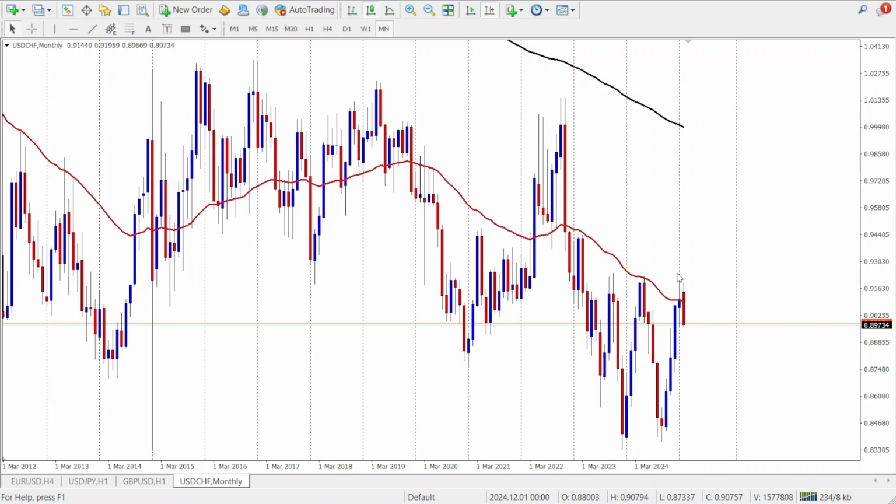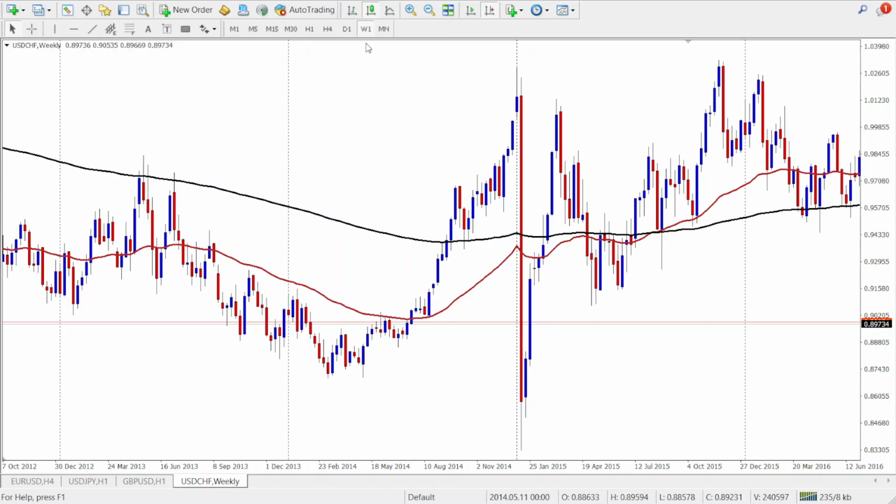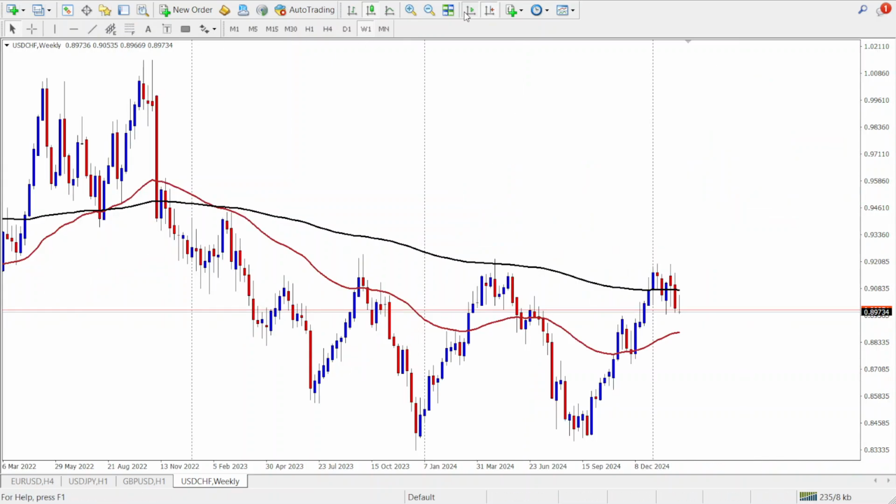Okay, that is for spotting larger trends, right? Now, the key here is to match your time frame with your trading style and your goals. Using multiple time frames can also help you filter out false signals.